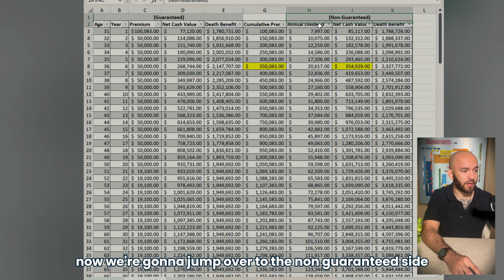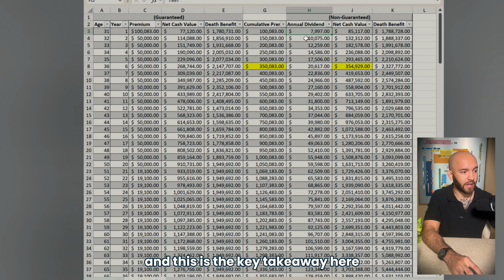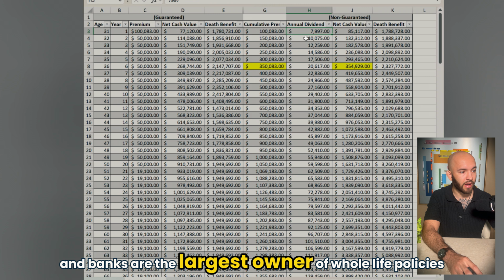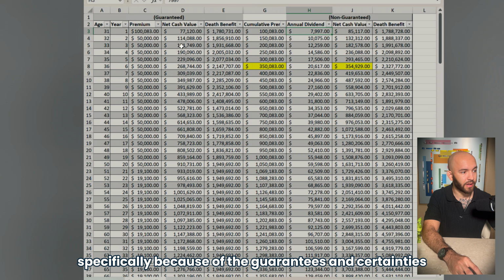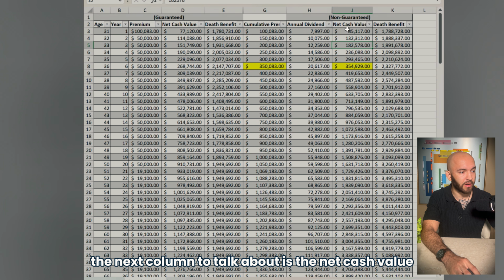Now we're going to jump over to the non-guaranteed side. So the main talking point here is dividends. And this is the key takeaway here. Dividends are not guaranteed, but dividends have been paid on time with very little variance for centuries, depending on which provider we're talking about. I also like to note here that insurance companies have been around longer than banks, depending on which provider, and banks are the largest owner of whole life policies, specifically because of the guarantees and certainties that we just talked about before. The next column to talk about is the net cash value.